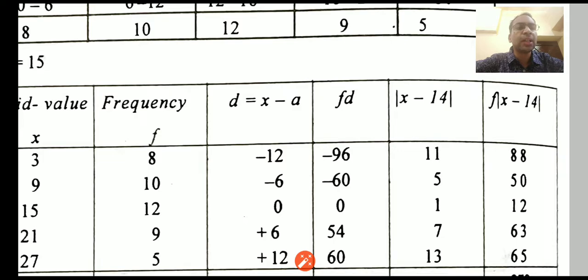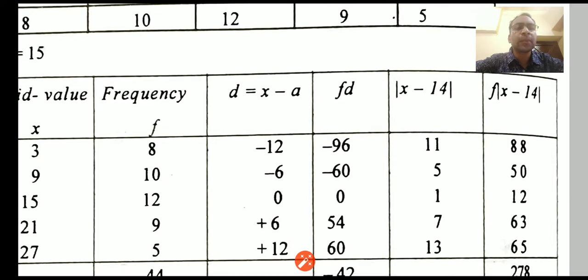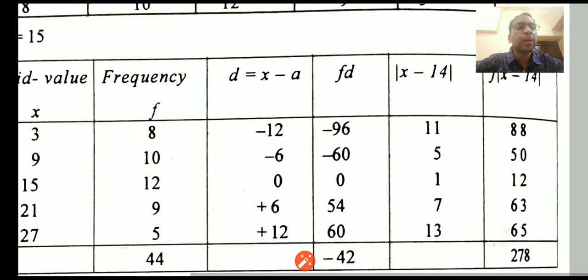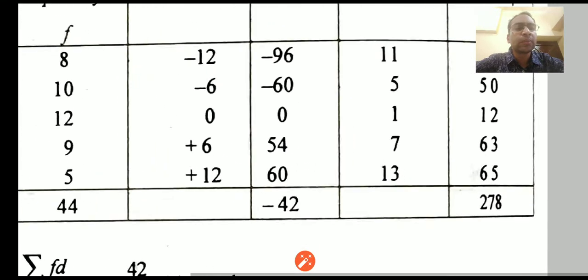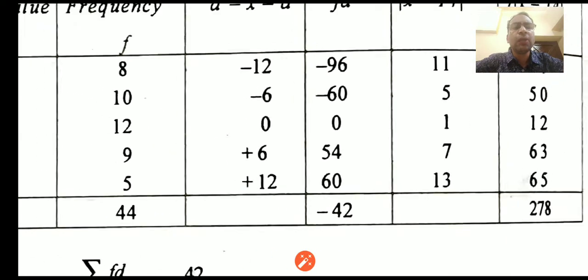Let's calculate the last column, which is f dot mod of x minus 14. So this will be multiplied with the frequency. Let's say for the first class, f is 8 and the mod x minus 14 is 11, so this will be 8 into 11, this is 88. Now we'll have the sum of this, sigma, that is 278. So we have all the values.